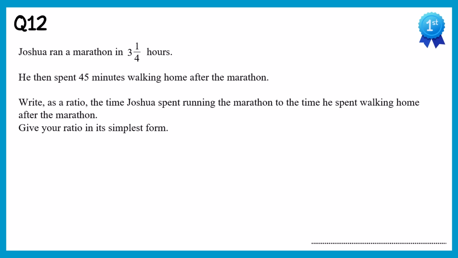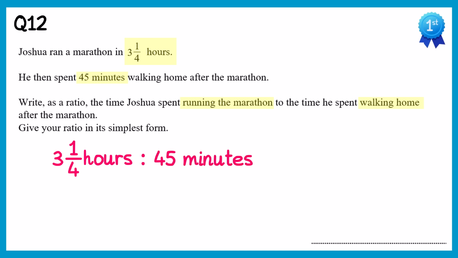In this question, Joshua runs a marathon in 3¼ hours. He then spends 45 minutes walking home after the marathon, and we need to write down the ratio of the time that he spent running the marathon to the time he spent walking home. So the time he spent running was 3¼ hours, and the time he spent walking home was 45 minutes, so we just write those in a ratio.